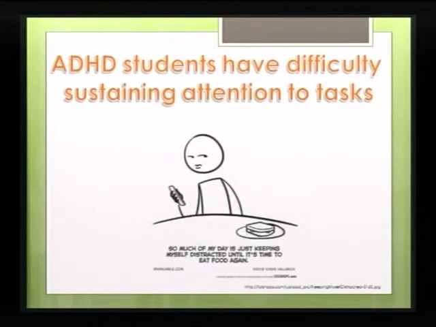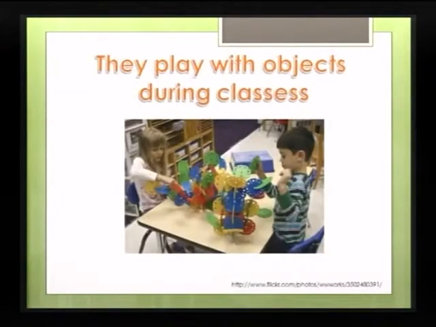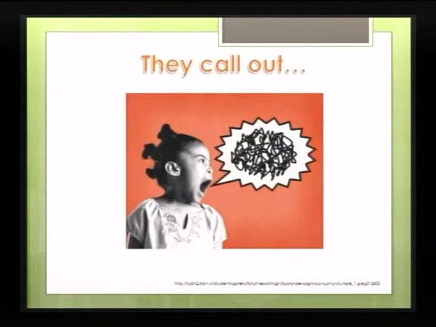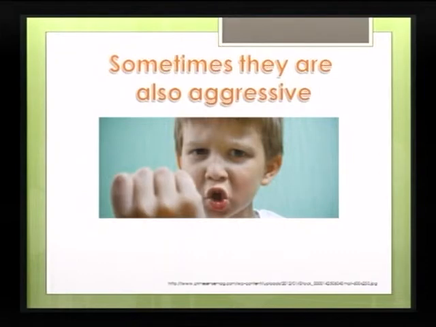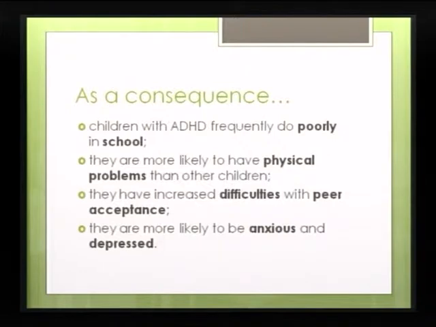Students with ADHD have difficulty sustaining attention to tasks. They play with objects during classes. They call out. Sometimes they are also aggressive. And so, as a consequence, children with ADHD frequently do poorly in school. And they are more likely to have physical problems than other children. They have increased difficulties with peer acceptance, and they are more likely to be anxious or depressed.